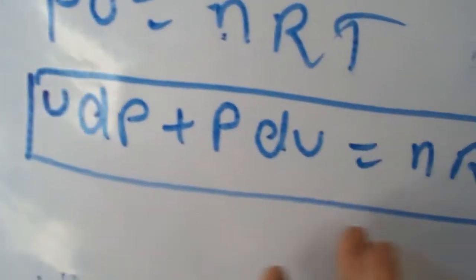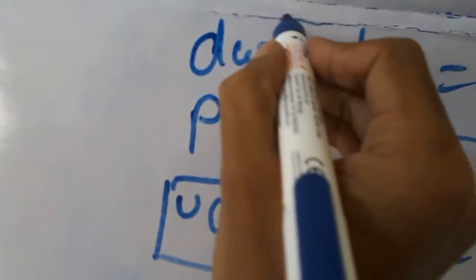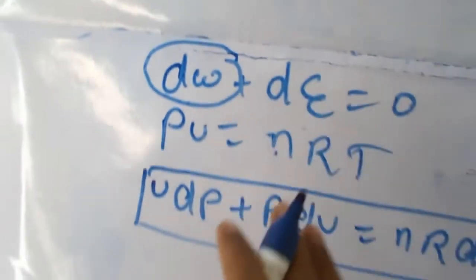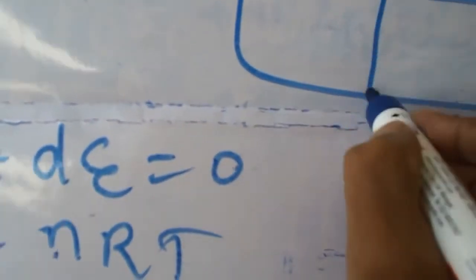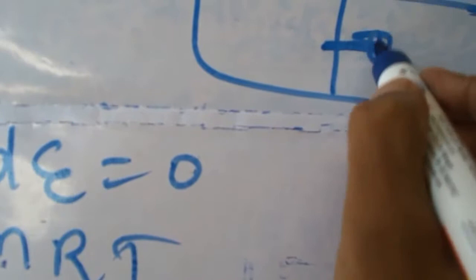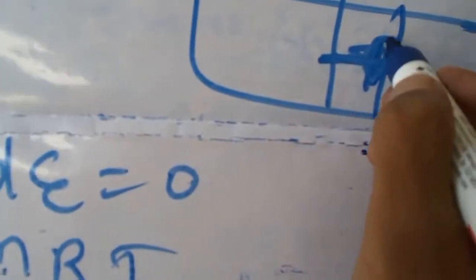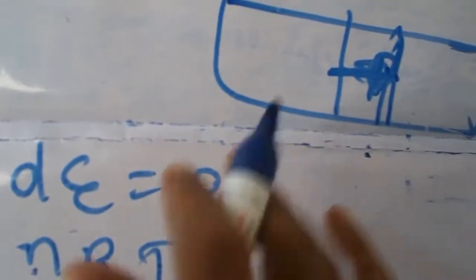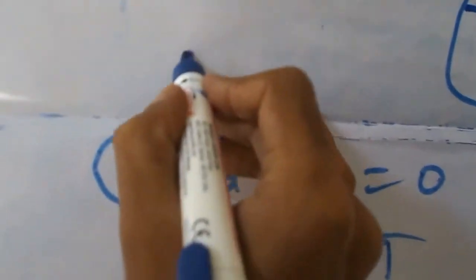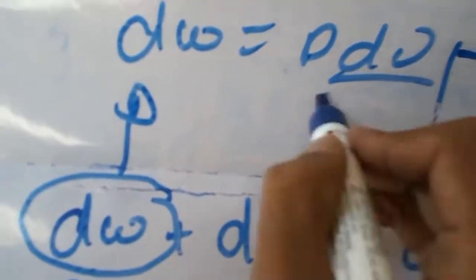Okay guys, listen, there is no external work done. The only work done is by moving this partition. How can work be done? By moving this partition, there is only work done by the gas, no external work done. So in this case, can I write dW is equal to P dV? It is very simple: dW is equal to P dV.